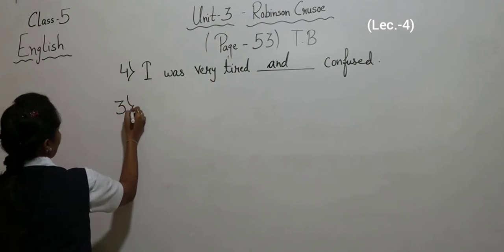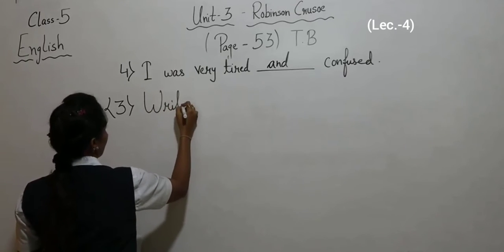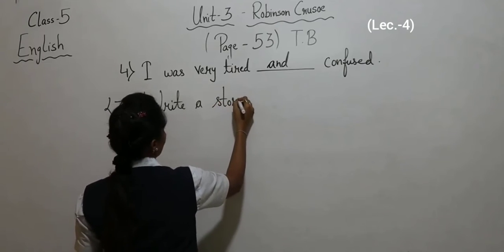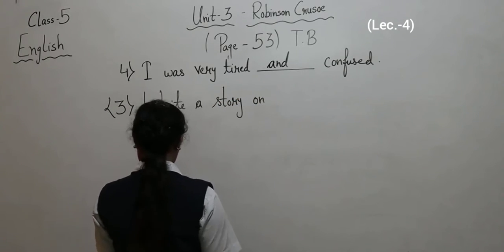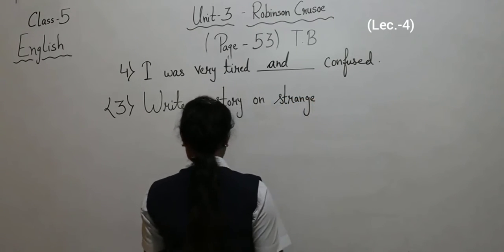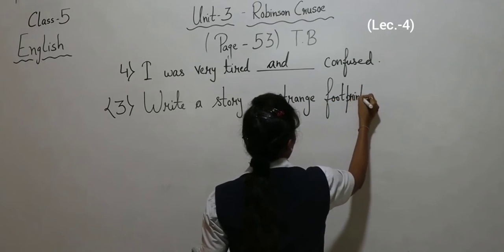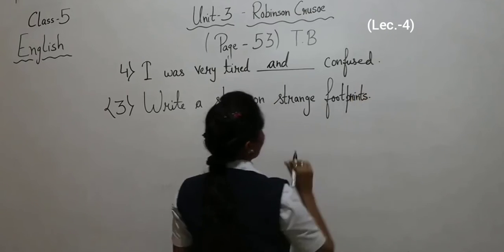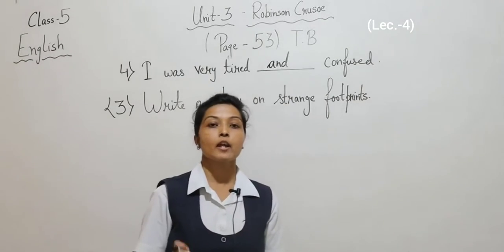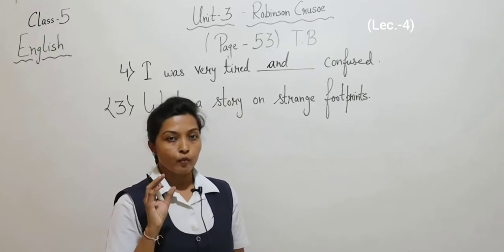Then exercise 3: write a story on strange footprint. In this, some points are given. We have to use those points and write down a story about strange footprints.